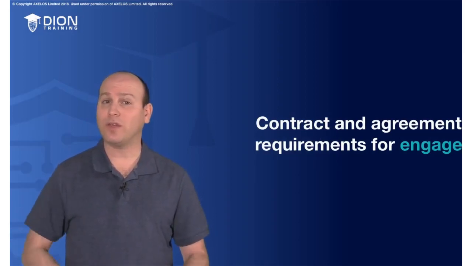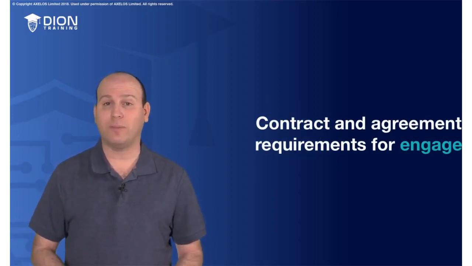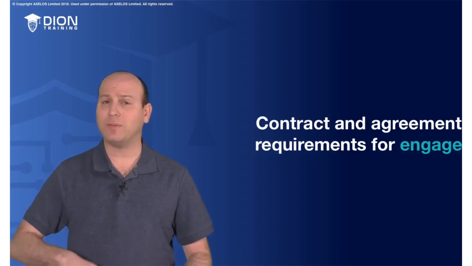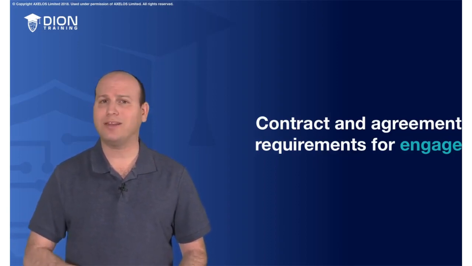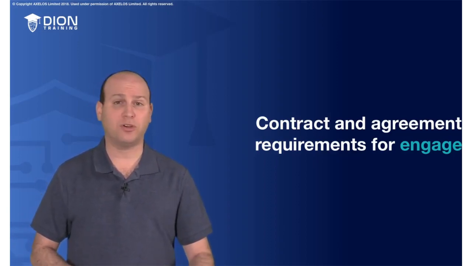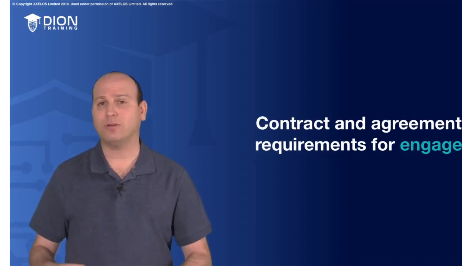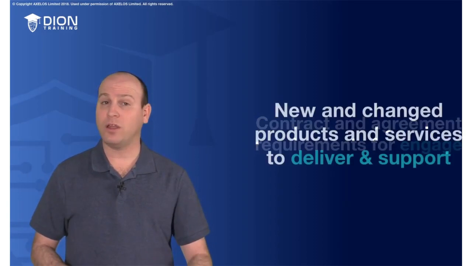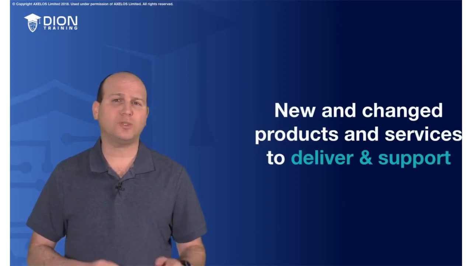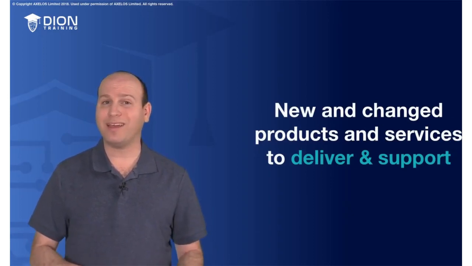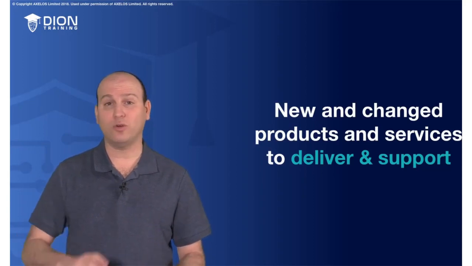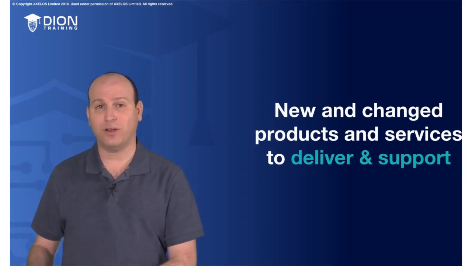Engage. We need to give them the contract and the agreement requirements that we need for service level agreements, service management agreements, and different contracts for supplies and partners, and send that through Engage out to those external entities. Another output is any new and changed products and services that we're going to get from the design and transition, and we're going to pass those and transition those over to deliver and support.